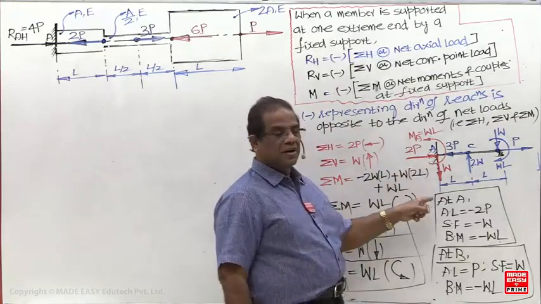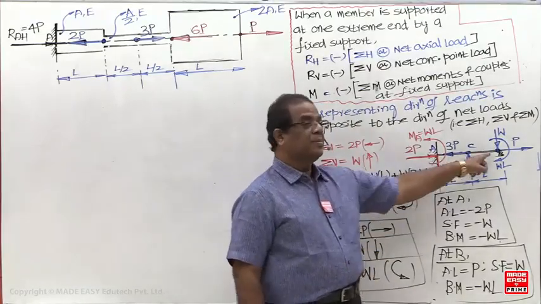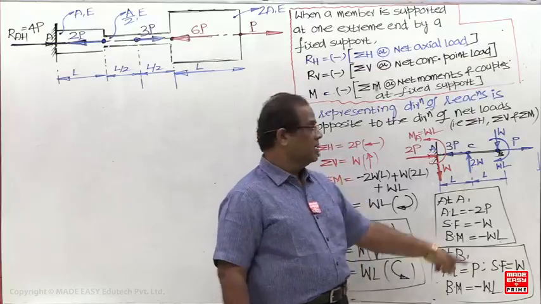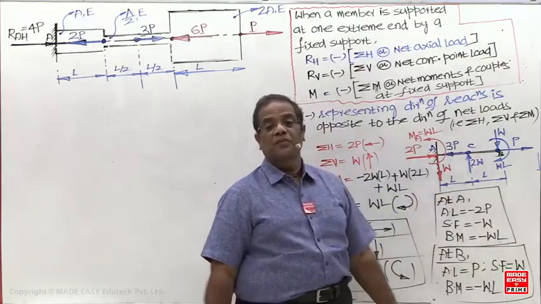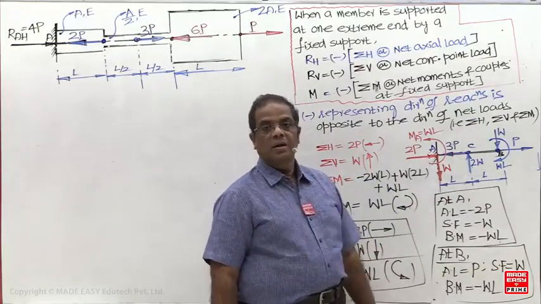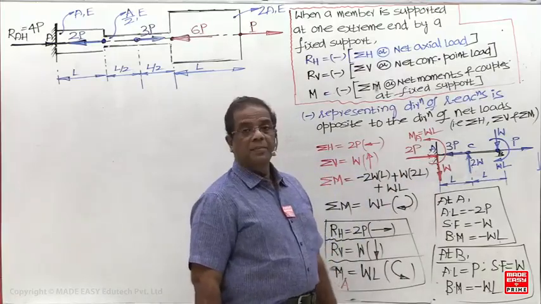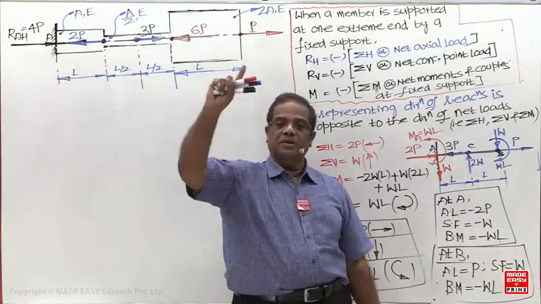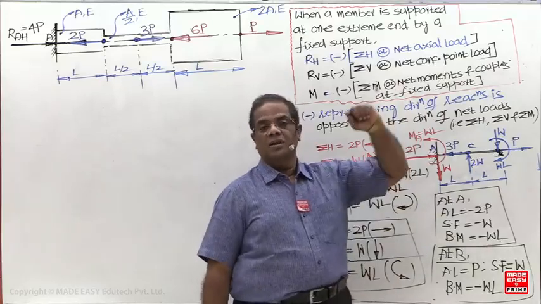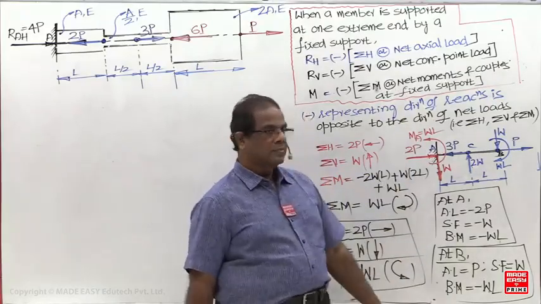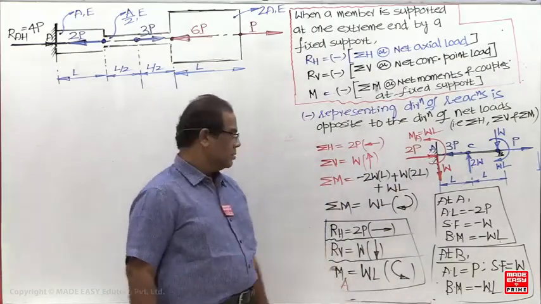A is on the left side, so you have to use the left side sign convention. B is on the right side, so use the right side sign convention. Right hand side downward is what? Now shear force positive: left hand side upward is positive. And bending moment: left hand side clockwise is positive, right hand side anti-clockwise is positive.